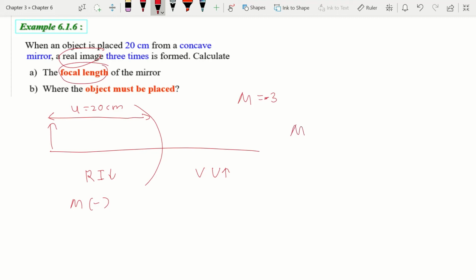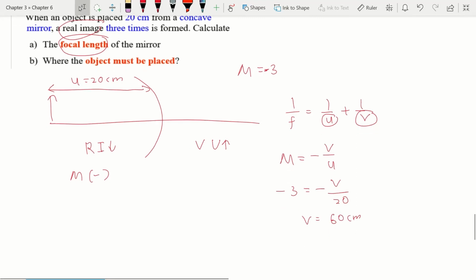We can use this formula, magnification. If you're looking for the focal length, we need to use the spherical mirror equation: 1 over f equals 1 over u plus 1 over v. We do have our object distance, but we don't have our image distance. But we can find our image distance by using this formula: magnification equals negative image distance over object distance. Our magnification is negative 3, and our object distance is 20 centimeters. So we will get our image distance, 60 centimeter.